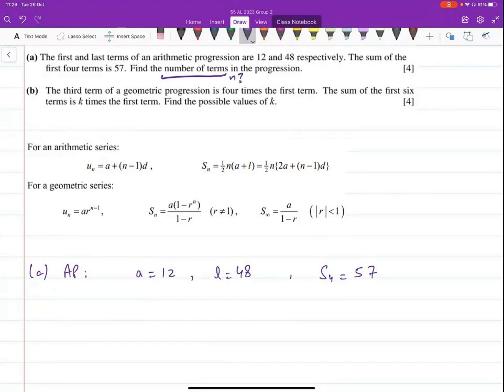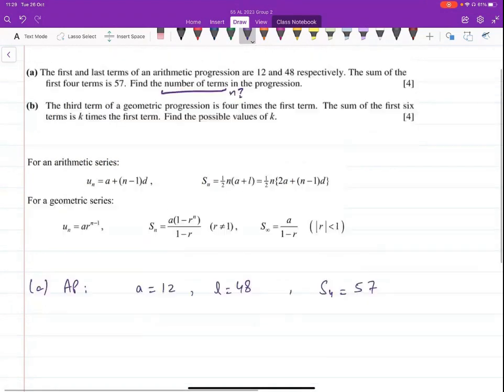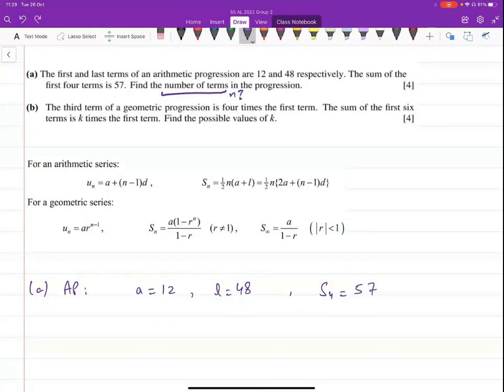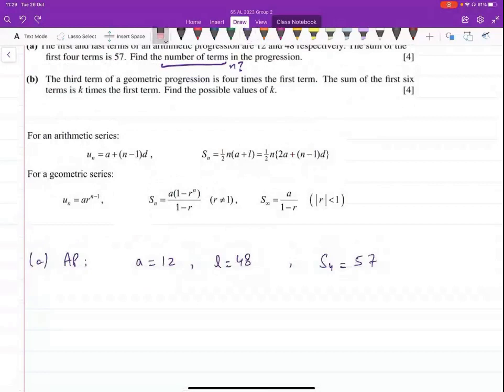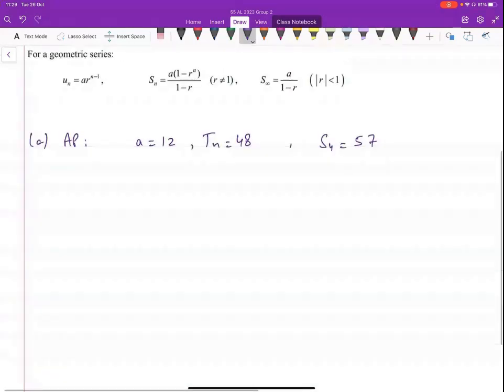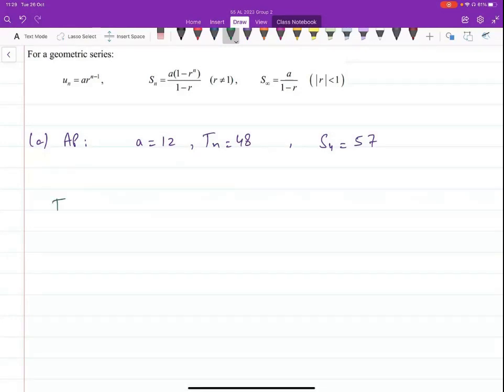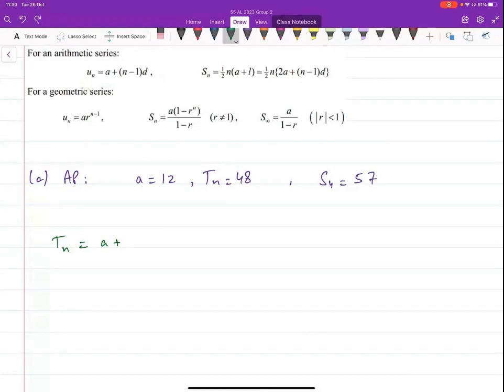So how do we think about this? We have some pieces of information given. Last term उसने बताया 48 है. So if there are n terms in total, Tn, the nth term is 48. Does that make sense? If the total number of terms is n, then the nth term is given to be 48. So let's use the term formula. Tn equals a plus, remember it's an AP, so AP wale formulas. This is the term formula. Tn equals a plus n minus 1 times the difference.